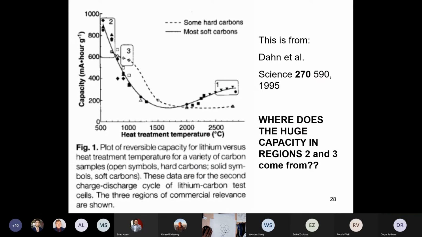Okay, so that's talking about the carbons in region 1. Okay, so if you look at this curve, it's got the soft carbons that are able to get up to our 350, 370 milliamp hours per gram. And there's another curve here for hard carbons. Okay, and the hard carbons, because they don't graphitize well, and P is still large, they never give you any kind of reasonable capacity at all. Okay. All right, so now let's talk about these other carbons. Where does this huge capacity come from in regions 2 and 3? Like, this is incredible.